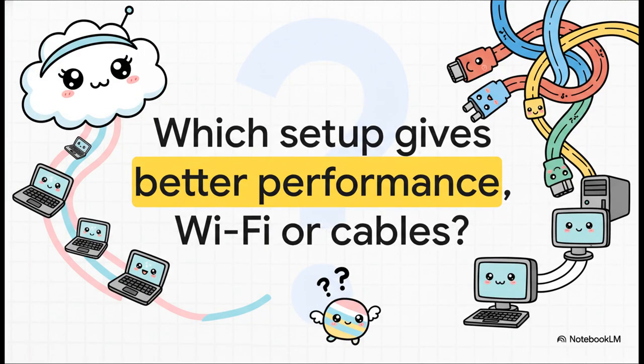Imagine two classrooms, both using a network. In the first, there are 30 laptops, all connected using Wi-Fi. In the other, there are 30 desktop PCs connected with cables. Now, which of these two setups is likely to give better performance? Take a moment to think about the reasons for your answer.